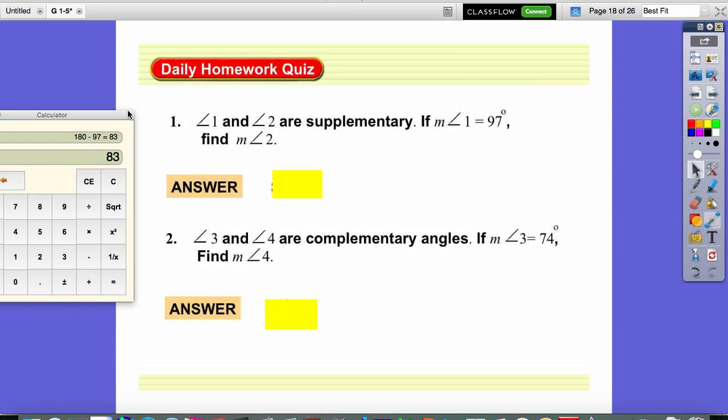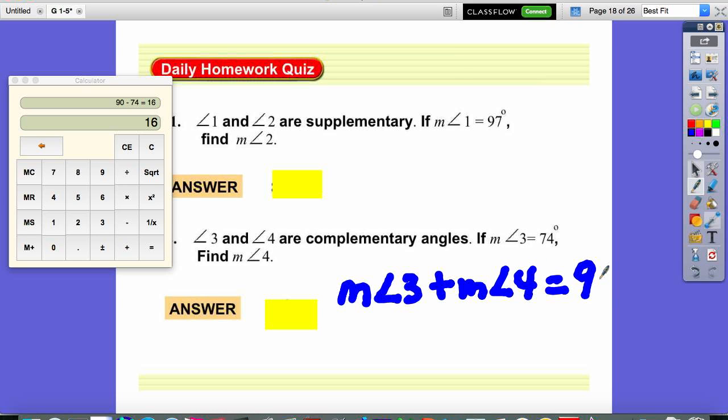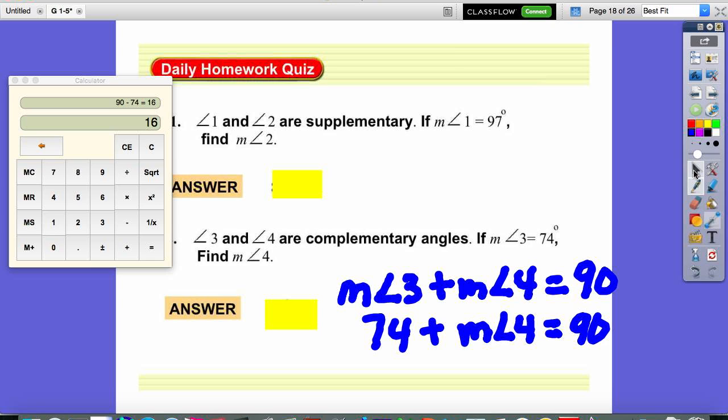Angles 3 and angle 4 are complementary. So yes, I know that you're going to say, well, Mrs. Falk, I'm just going to do 90 minus 74, and I get the answer is 16. But you also need to understand how to write that the measure of angle 3 plus the measure of angle 4 is 90, because that's the definition of complementary. Then I'm going to use substitution for the measure of angle 3 plus the measure of angle 4 is 90. And when I subtract that, then I get 16.